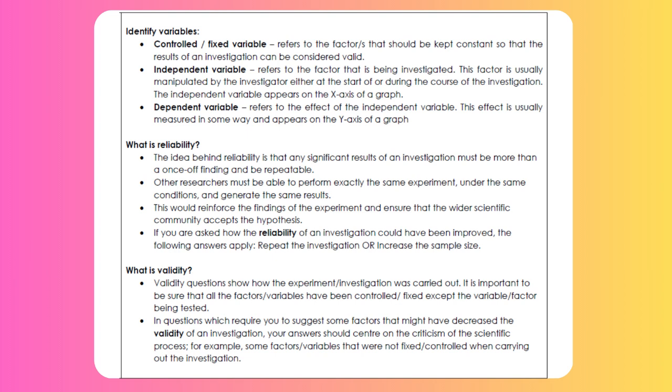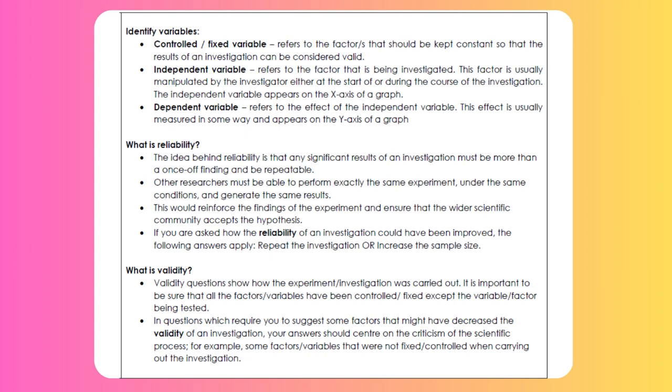Identify variables. Controlled or fixed variable refers to the factors that should be kept constant so that the results of an investigation can be considered valid. Independent variable refers to the factor that is being investigated. This factor is usually manipulated by the investigator either at the start of or during the course of the investigation. The independent variable appears on the x-axis of a graph. Dependent variable refers to the effect of the independent variable. This effect is usually measured in some way and appears on the y-axis of a graph.